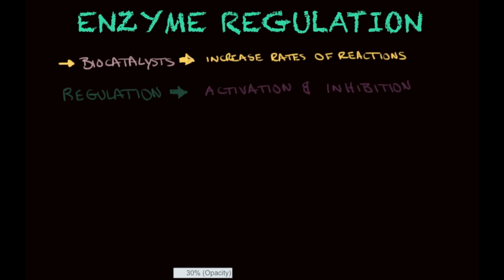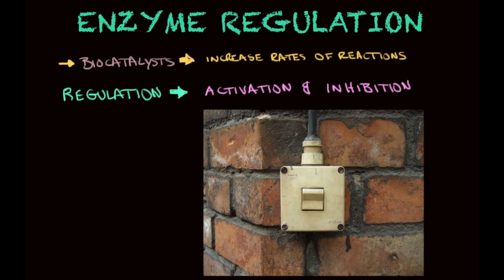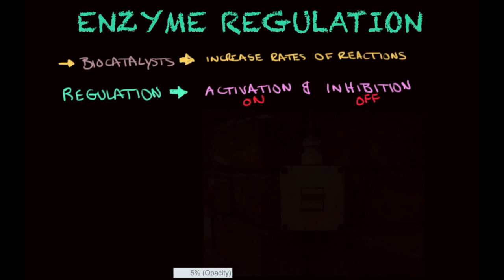Now, when we talk about regulation, is when these enzymes, these proteins, are activated or inhibited. In other words, how they are switched on or switched off. And this is what we're going to learn in this tutorial here. We're going to learn how these enzymes, these proteins, can be regulated in this manner.